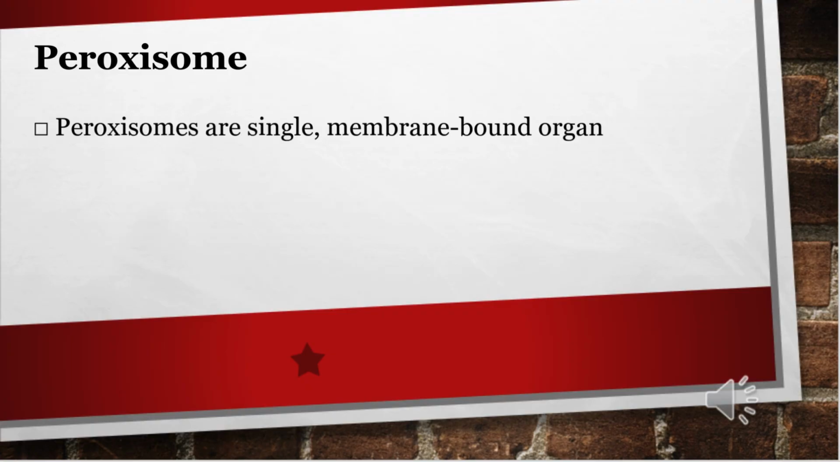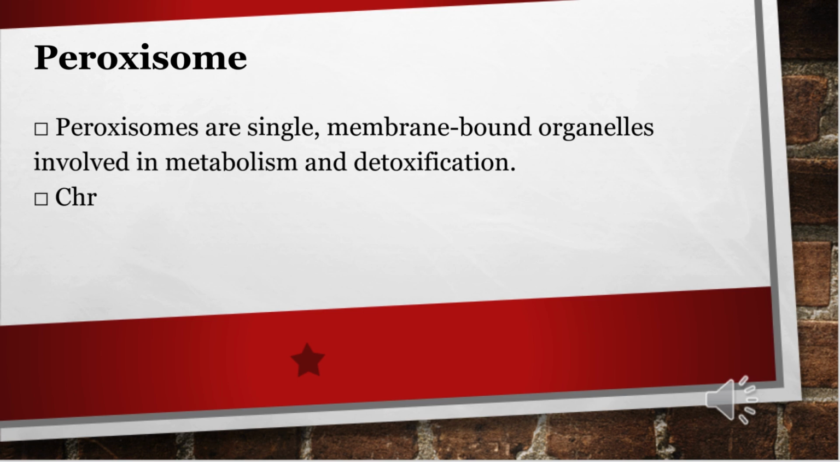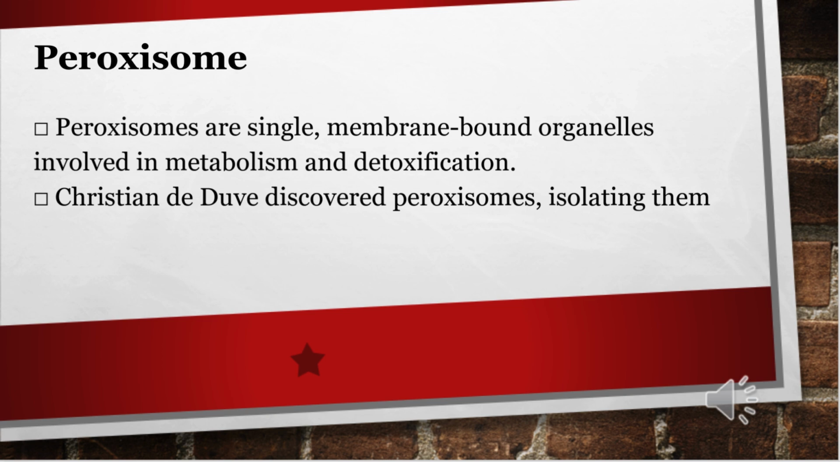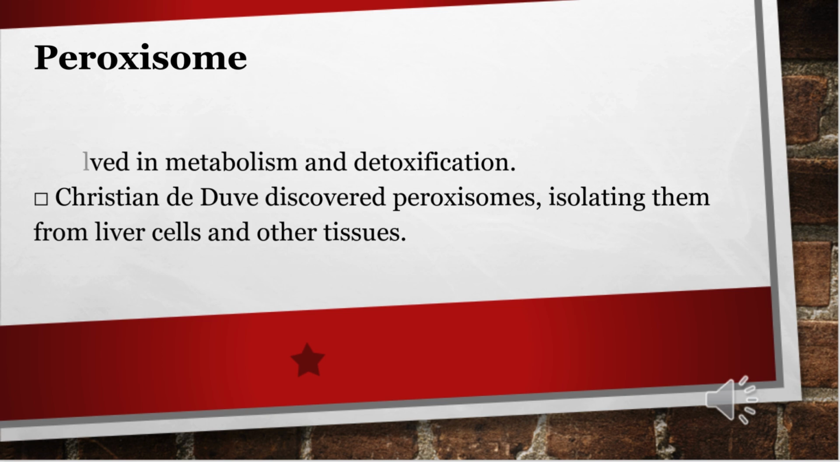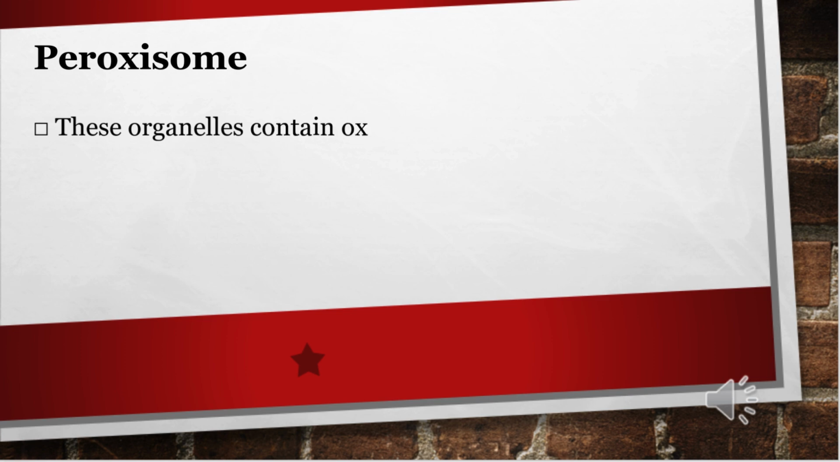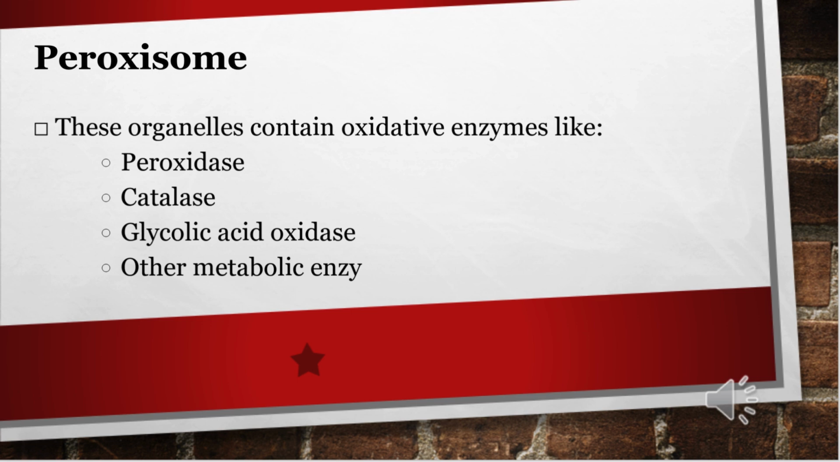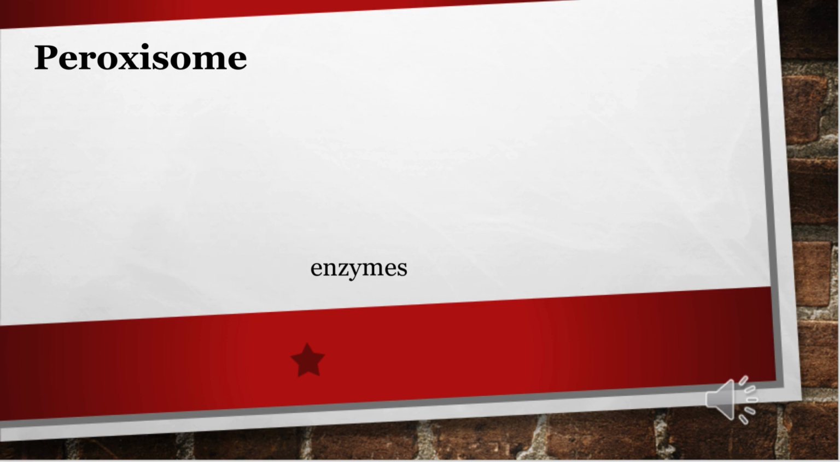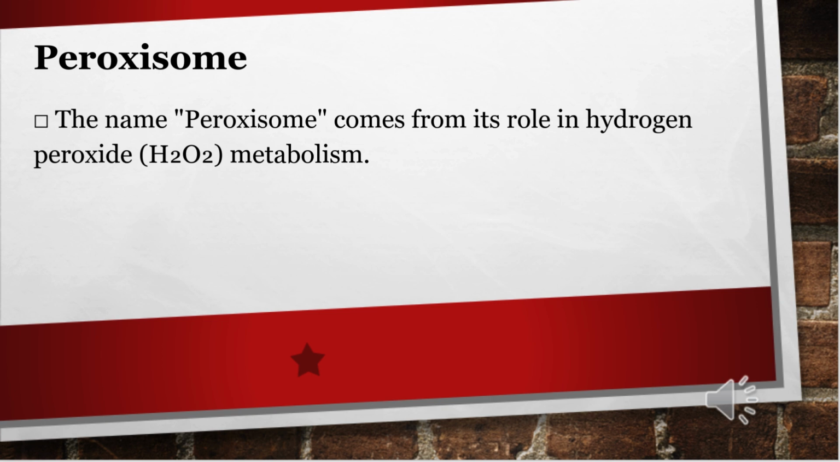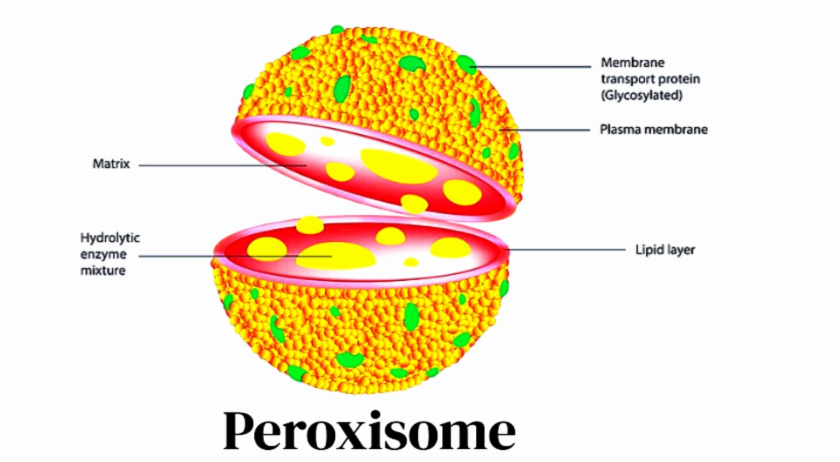Peroxisomes are single, membrane-bound organelles involved in metabolism and detoxification. Christian de Duve discovered peroxisomes by isolating particles from liver cells and other tissues. These organelles were found to be enriched with oxidative enzymes, including peroxidase, catalase, glycolic acid oxidase, and several others, which play a crucial role in cellular metabolism and detoxification. The term peroxisome was given because this organelle plays a key role in the formation and decomposition of hydrogen peroxide within the cell. Peroxisomes contain the enzyme catalase, which breaks down hydrogen peroxide into water and oxygen, preventing potential cellular damage from oxidative stress.